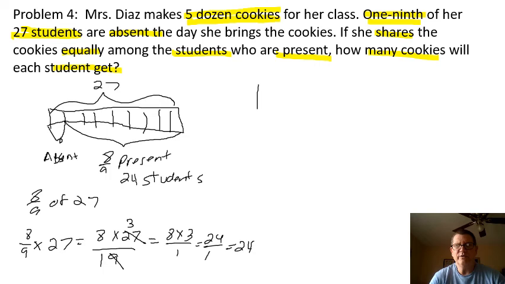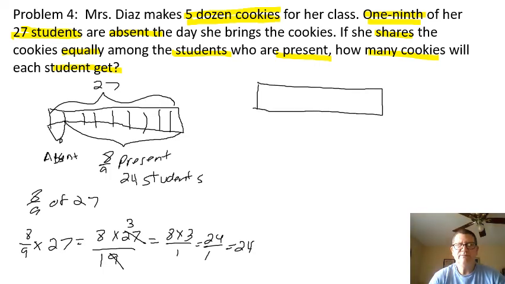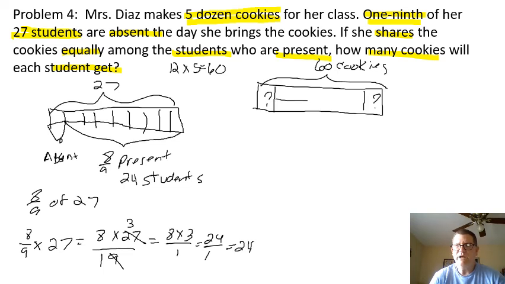Now let's come over here for the cookies. Now it says she has 5 dozen. Well, I know there's 12 in a dozen times 5. That's going to give me 60. So our total is 60 cookies. Now I'm not going to break this up into 24. What I'm doing, we want to know how much each one gets. So I'm going to go like this. And I know there's 24 of them. That's a quick way to use the tape diagram to represent your problem.